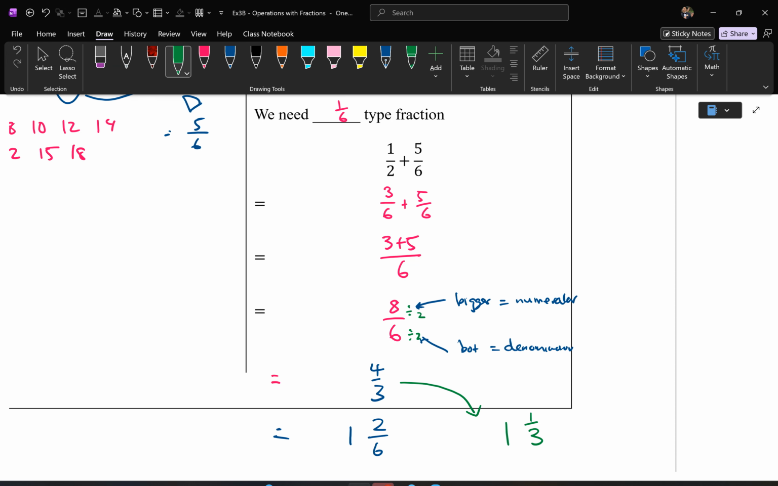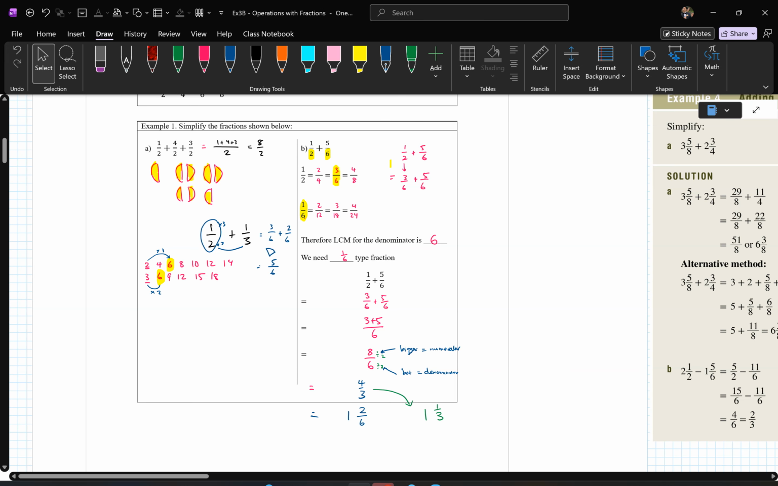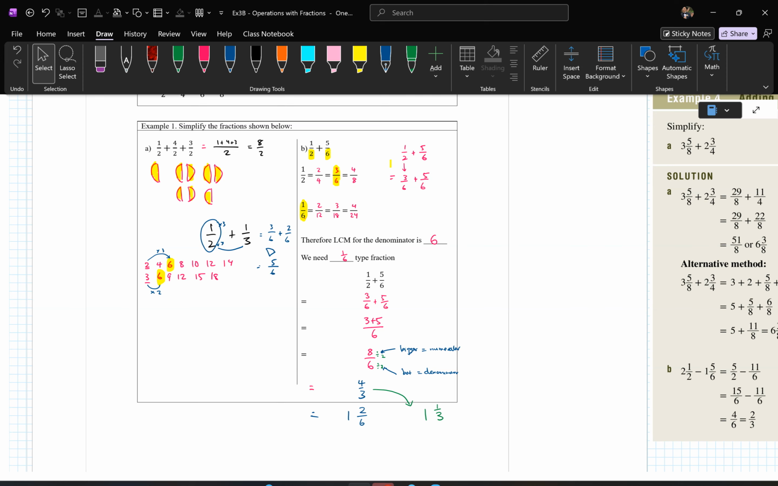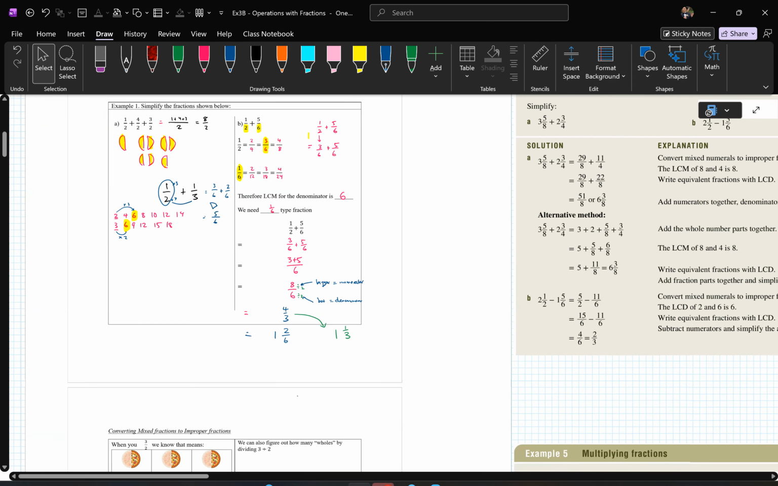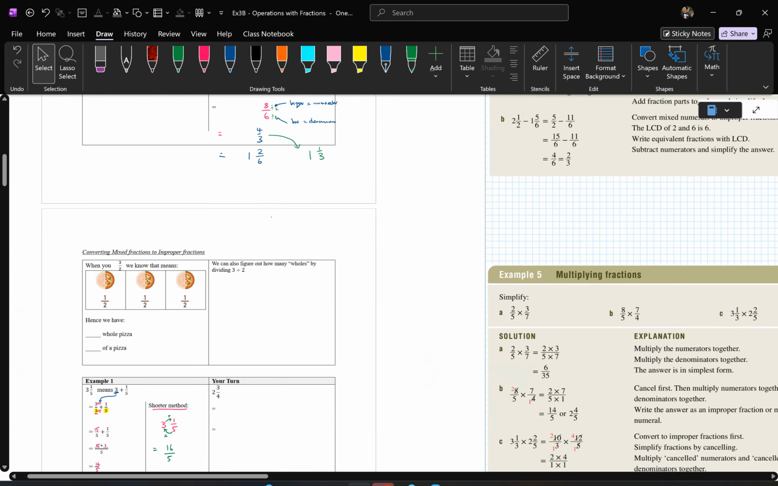Cool? All right. Can I get a show of hands just out of confidence? Did you understand? Hands up if you understood what I meant by making the denominators the same. Hands up if you understood the reference to the pizza. Okay, good. Because that's key. That's core as to why you add and subtract that way. Yeah? All right, here we go. Flip over the page.